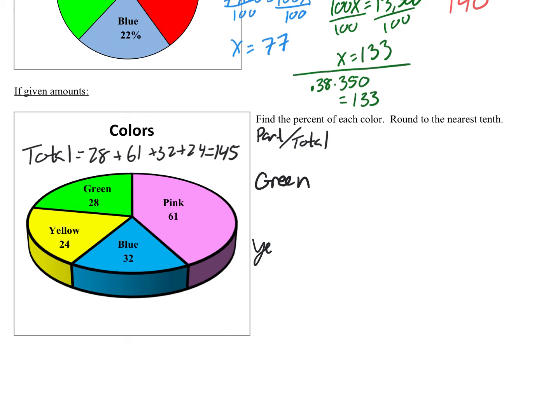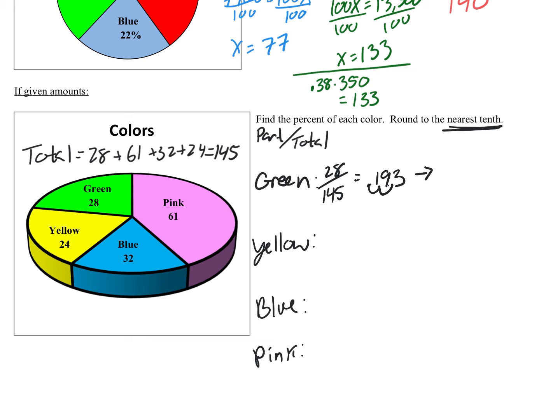Then we'll find yellow, blue, and then pink. So green, we have 28 green out of the 145. So when we go ahead and find this as a decimal, that's 0.193. I want this to the nearest tenth, so I know I'm going to need 3 decimal places before I convert into a percentage. So when I convert that into a percentage, I'm just going to move my decimal place to the right 2 spaces or multiply by 100 to get that this is 19.3%.